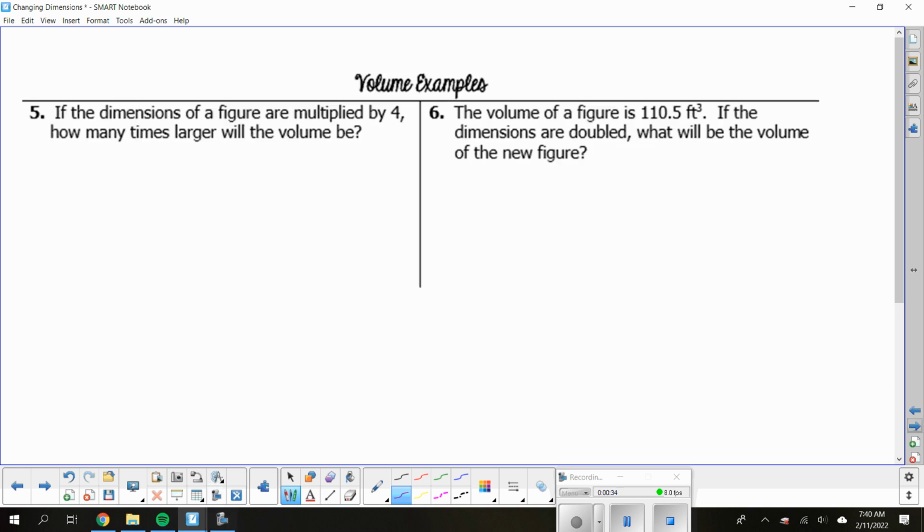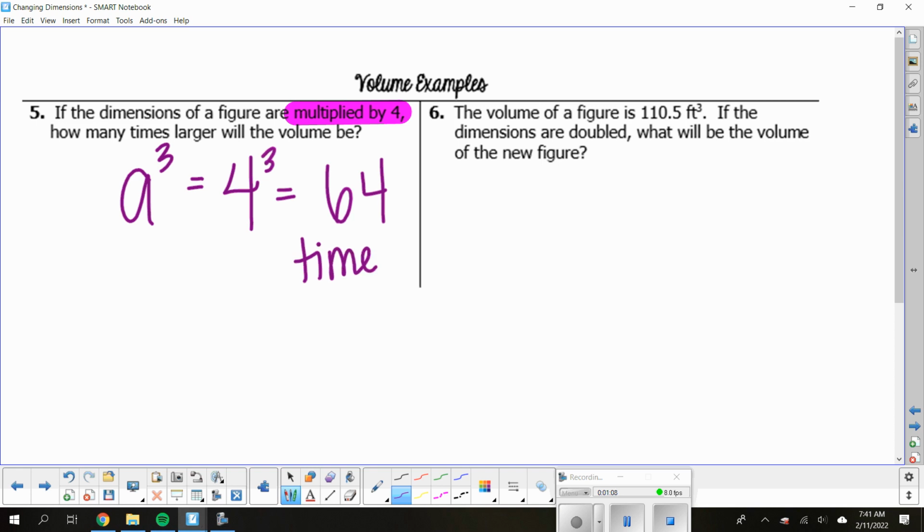Alright, so, number 5, it says, if the dimensions of a figure are multiplied by 4, so the scale factor that it's changing by is a scale factor of 4, how many times larger will the volume be? We take our scale factor and we cube it to see the volume change. So I need to take what I'm multiplying by, 4, and cube it to see how much it's going to change. 4 to the third is 64, and it says how many times larger, so it's going to be 64 times.